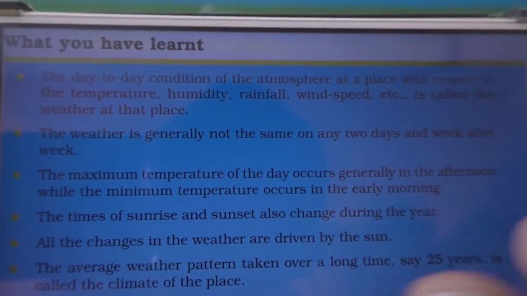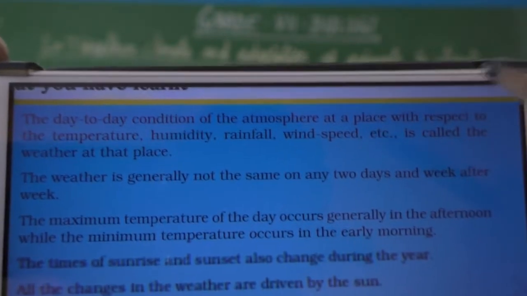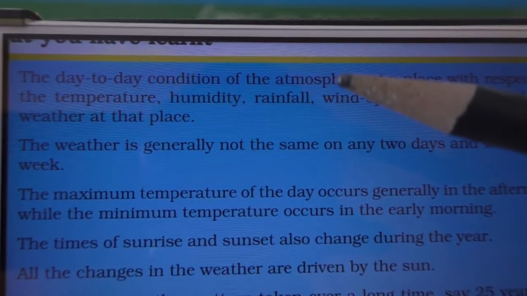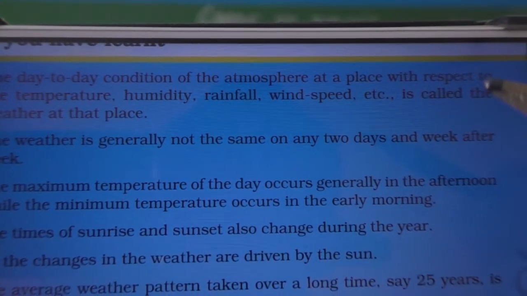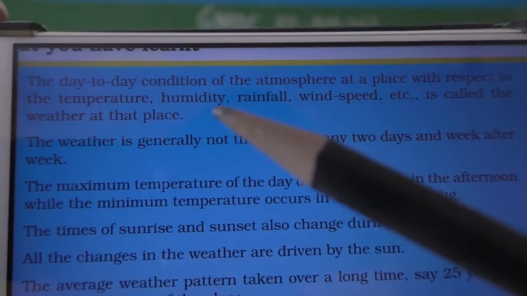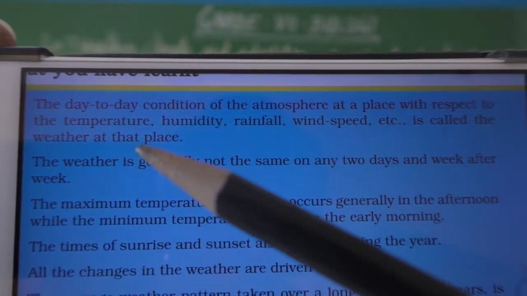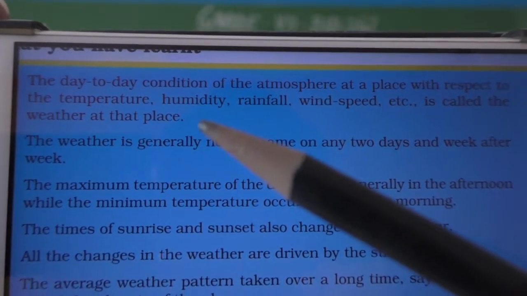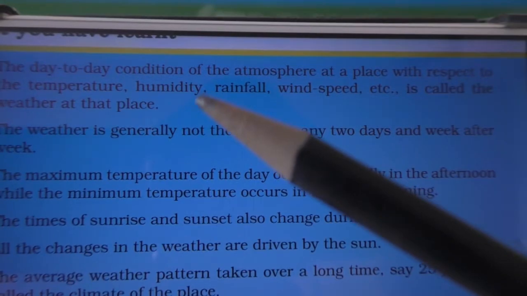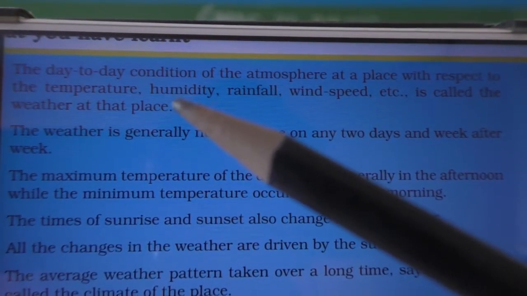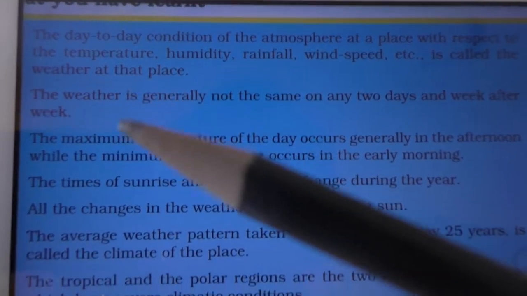Look children, what you have learned. Here the definition for the weather is given. The day-to-day condition of the atmosphere at a place with regards to temperature, humidity, rainfall and wind speed. This is called weather of that particular place. So the day-to-day condition of the atmosphere. What are the conditions? The report will be temperature, humidity, rainfall.